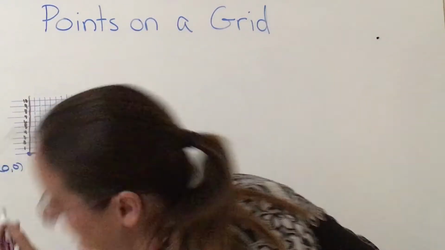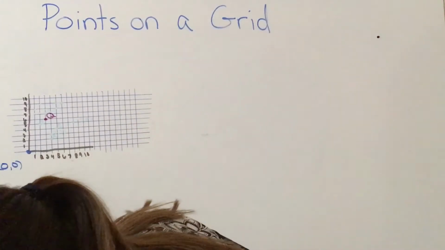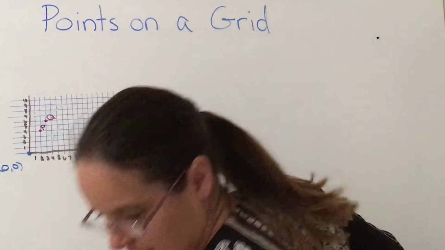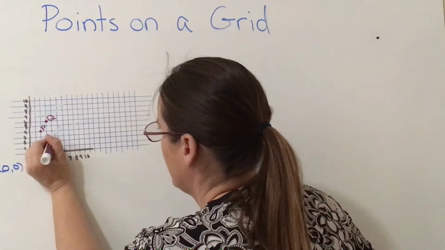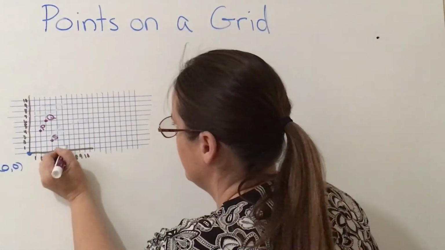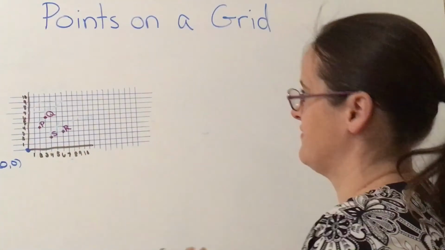That right there is point Q, and then we have a point P, and a point S, and a point R. Okay, and we're supposed to find them over here.